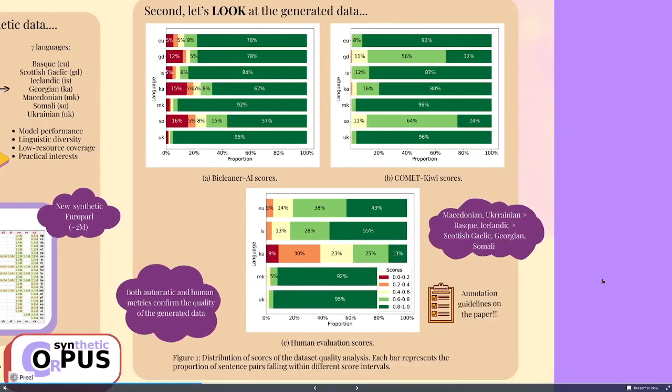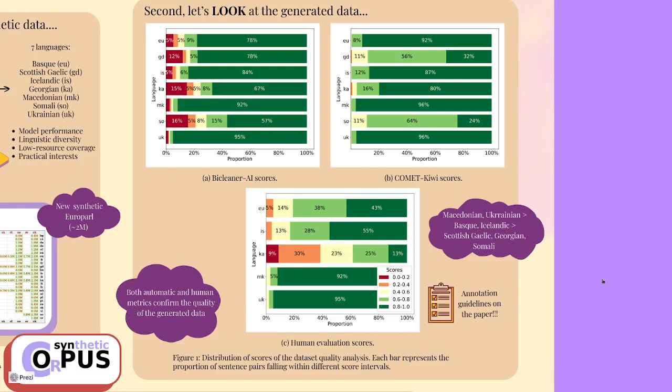Once we have created the data, we want to have a look at it and see what the quality is. For that, we take 3 different evaluations. First of all, the 2 figures at the top are results of automatic metrics. We use Bicleaner AI scores, which is software that gives you a score between 0 and 100 of how probable it is that 2 sentences are a translation of each other. And then we also use COMET-Kiwi scores, also a neural model that tells you the quality of the translations.